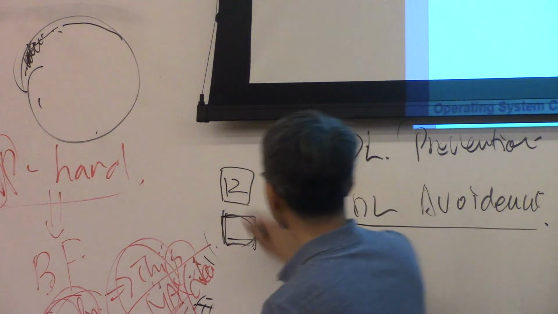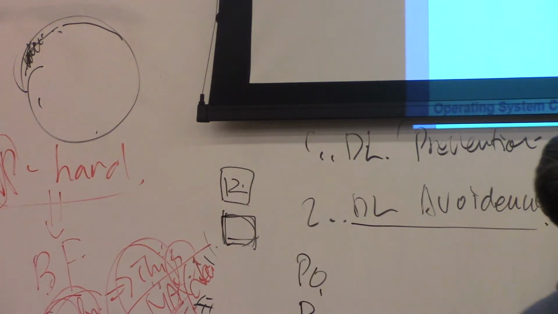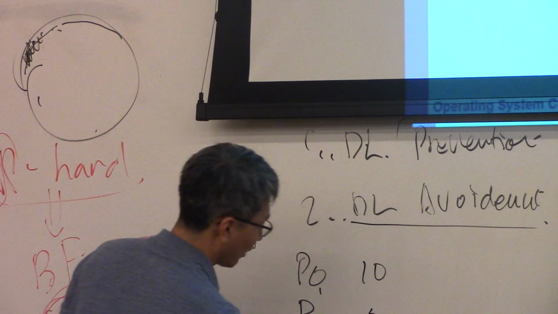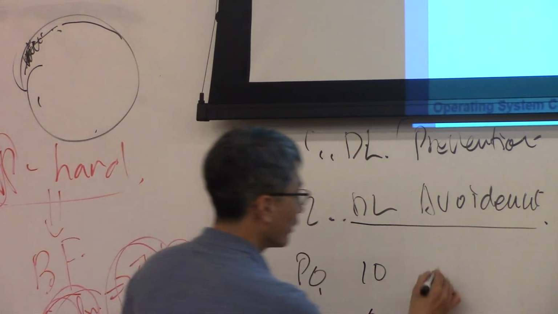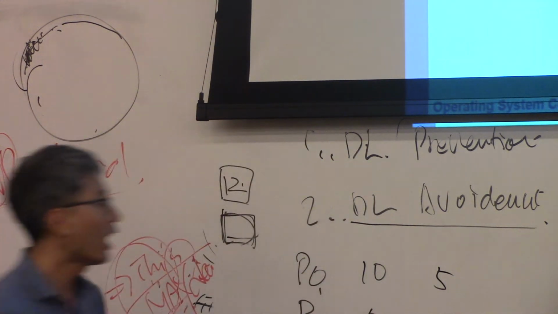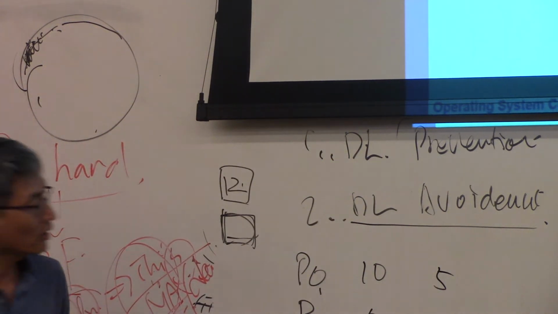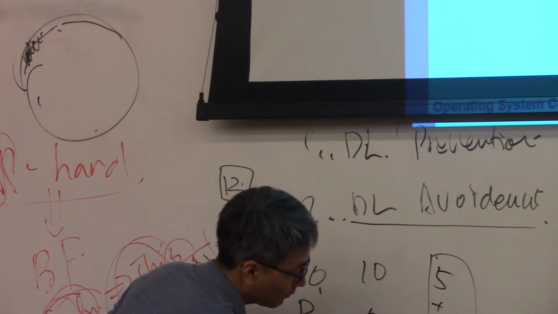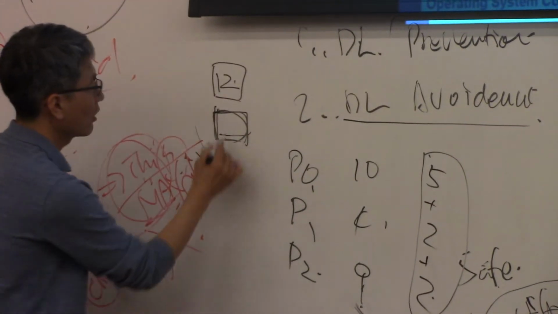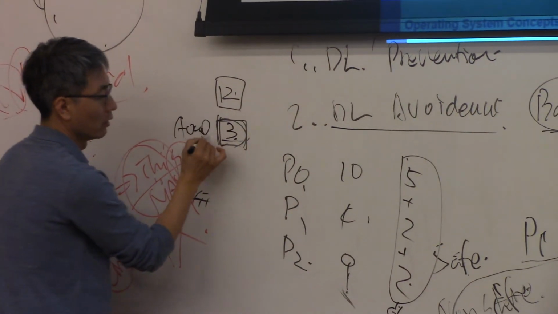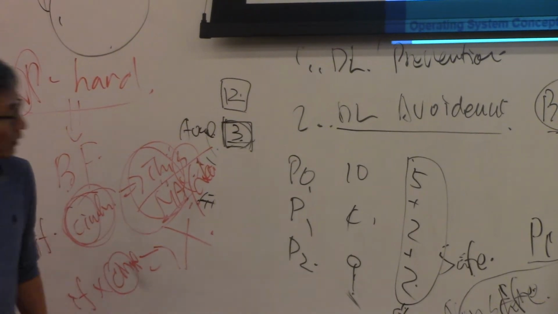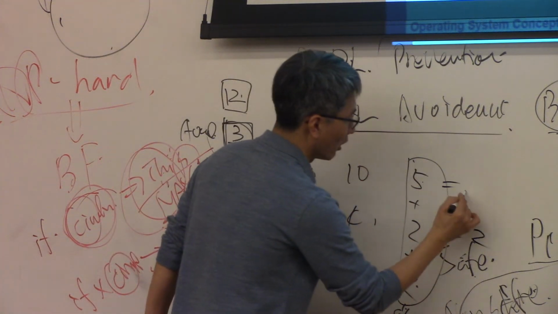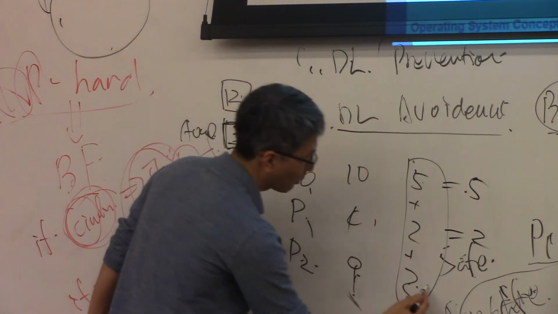Then you believe. Okay, so we have 12 magnetic tapes. P0 needs 10 of them at maximum, P1 needs 4, and P2 needs 9. Currently they use 5, 2, 2. Then how many are available right now? In total, 9 of them are used, which means 3 are available. Then how many more does P1 need? 2 more. P0 needs 5 more. P2 needs 7 more.